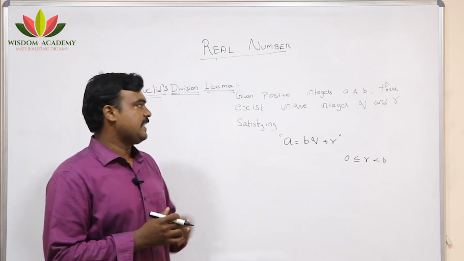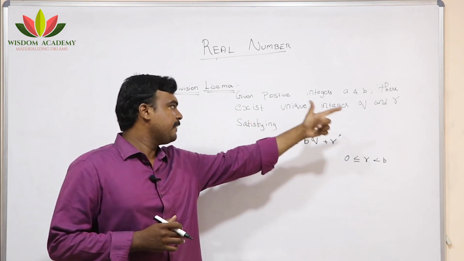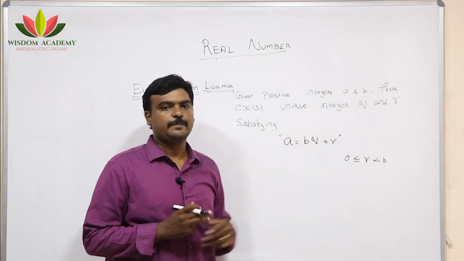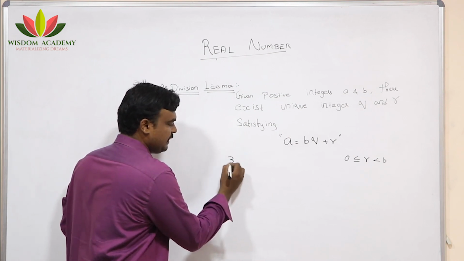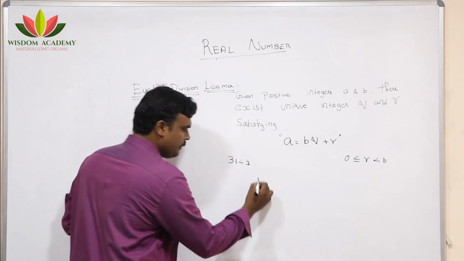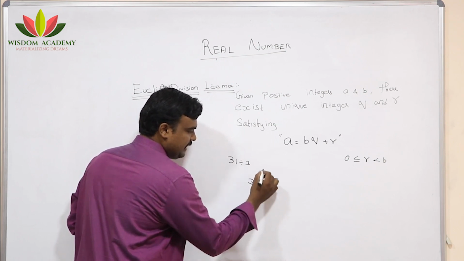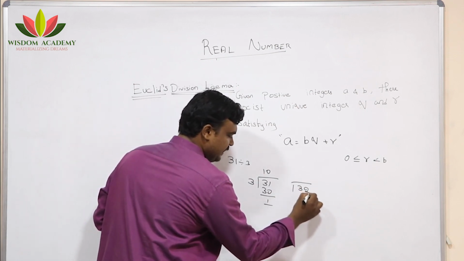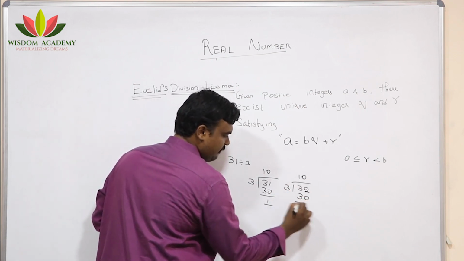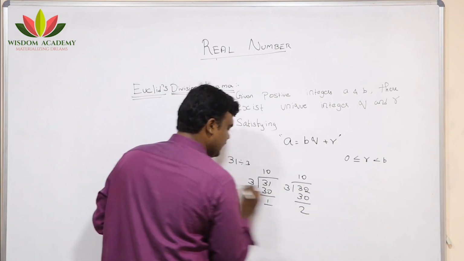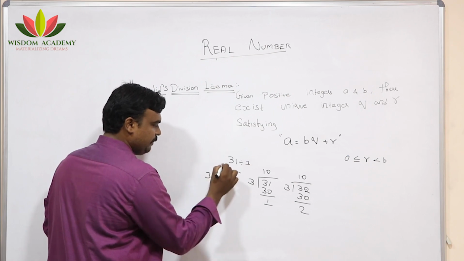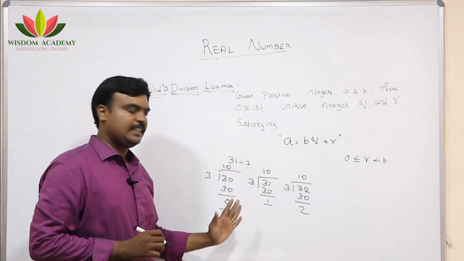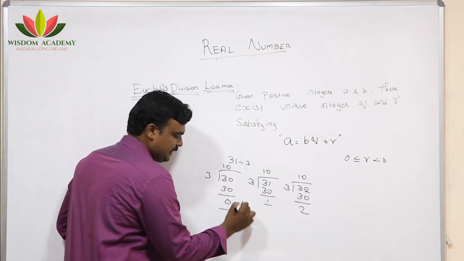So what Euclid's division lemma states is, given positive integers a and b, there exist unique integers q and r which satisfy a equals bq plus r. What does it mean? If I am dividing 31 by 3, how will it be? 3 tens are 30, my remainder is 1. And if I am dividing 32 by 3, then my remainder will be 2. If I am dividing 30 by 3, then my remainder will be 0. In this, what Euclid observed is 0, 1 and 2, these remainders.